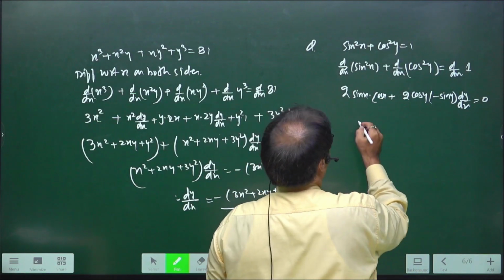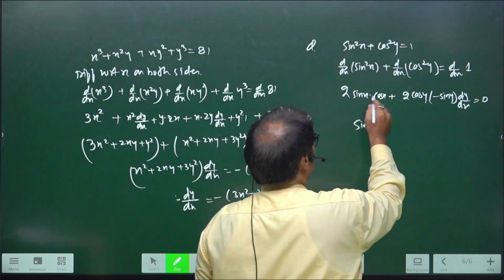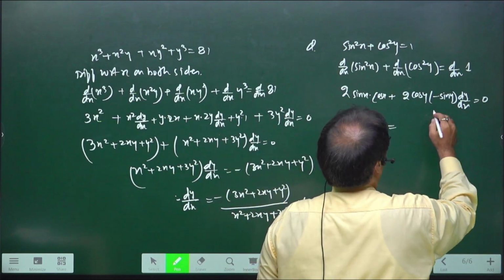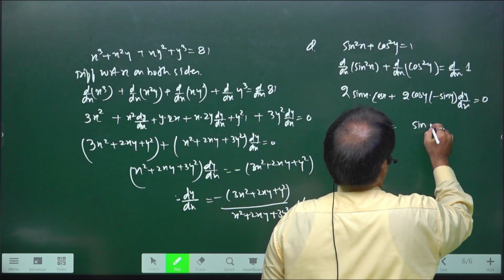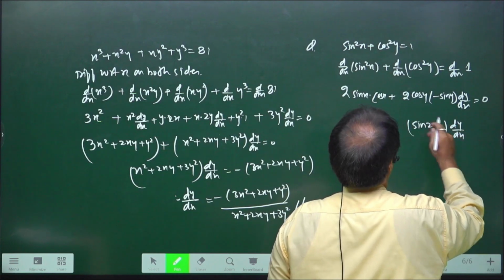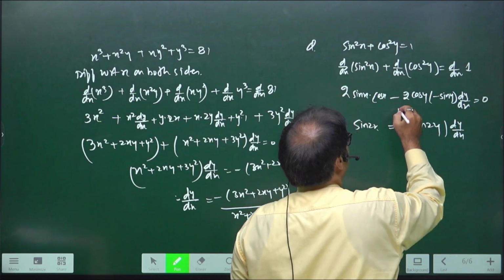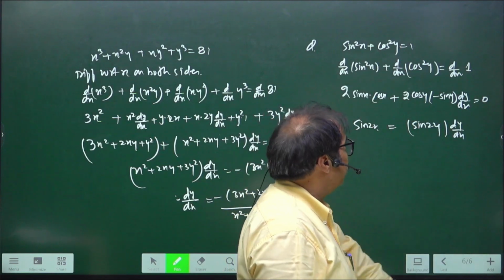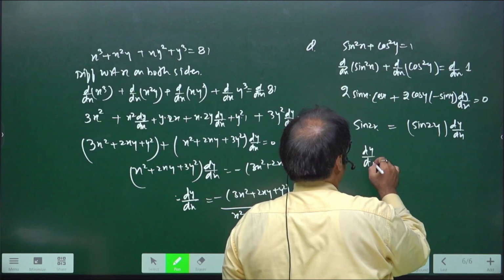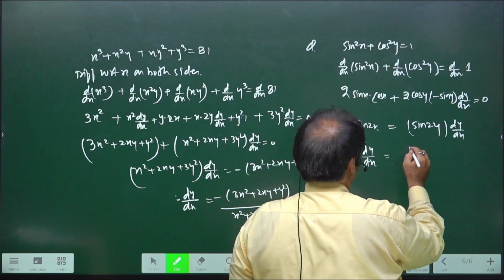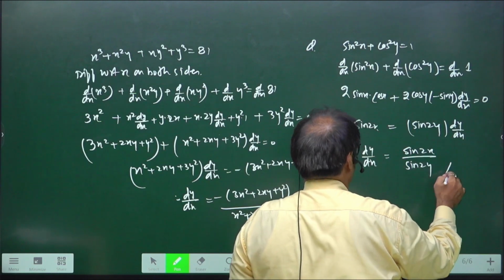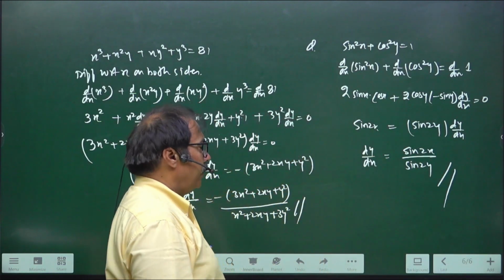So can we write sin 2x? This is the identity of 2 sin theta cos theta, and plus minus minus, so transfer this side. So this will be equal to sin 2y into dy by dx. Because here is plus, here is minus, so plus minus minus, and now we will transfer minus to the right hand side. So finally dy by dx is equal to sin 2x divided by sin 2y, and this is the answer of this question, right?